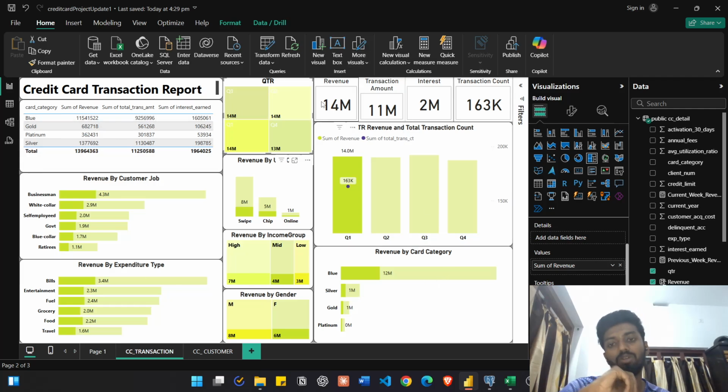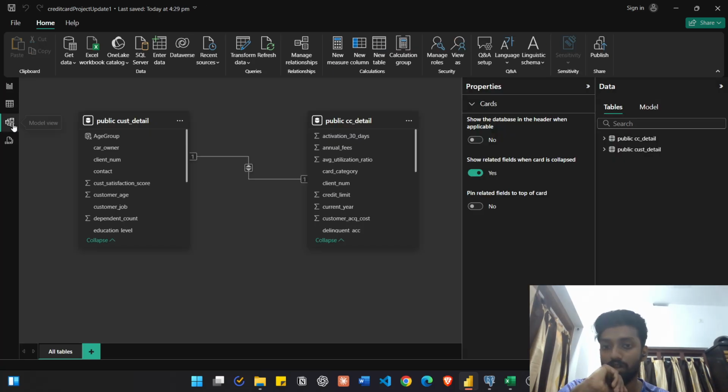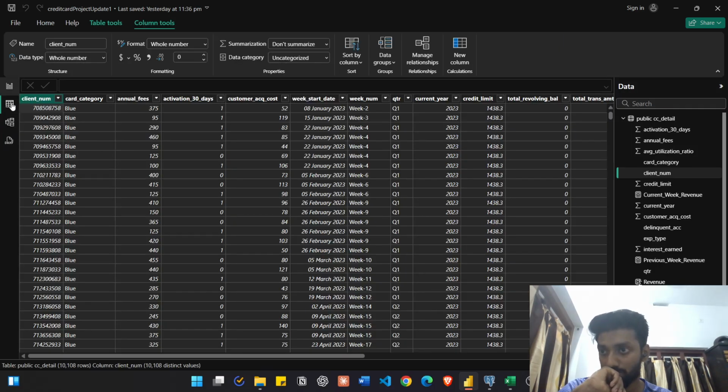So here we could see the total generated revenue in quarter one was 14 mil. Out of that, 8 mil, 5 mil, one. This is how the mode of payment has been going. Then we have the revenue by income group. This is something we have created here in Power BI. This one is income group.